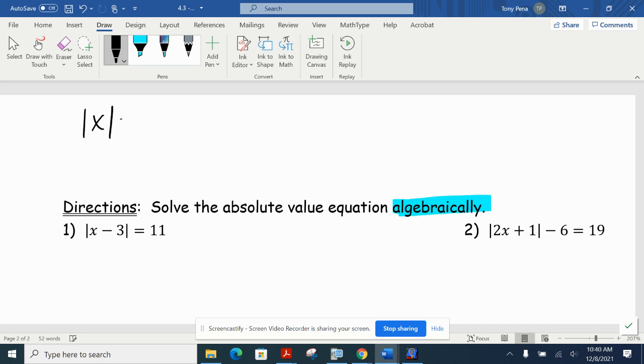Answer this question for me. What is the answer to that question? Meaning, what x value could I plug in there, take the absolute value of it and get a 5? Whatever you think it is, write it down. So what x value is a solution to that equation?